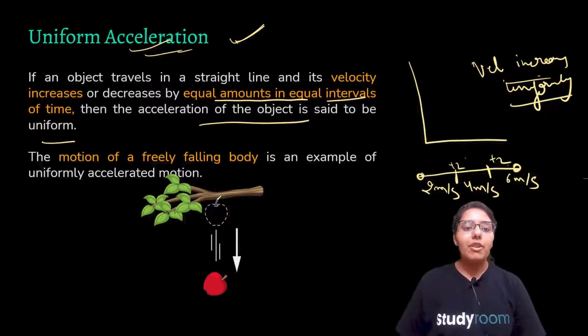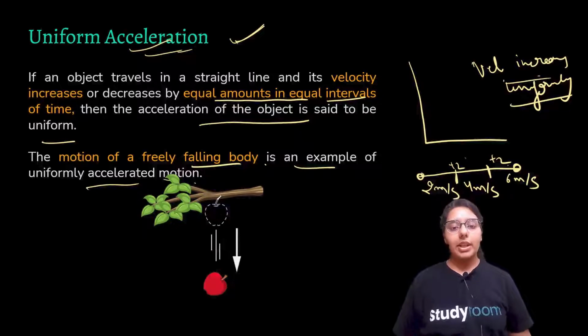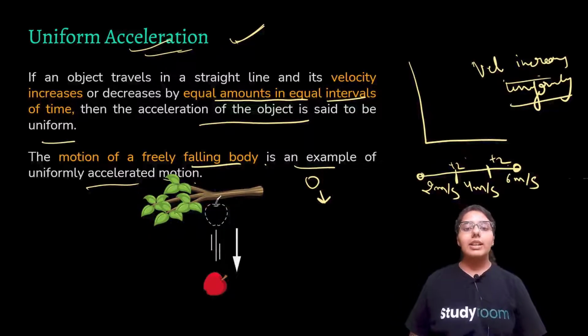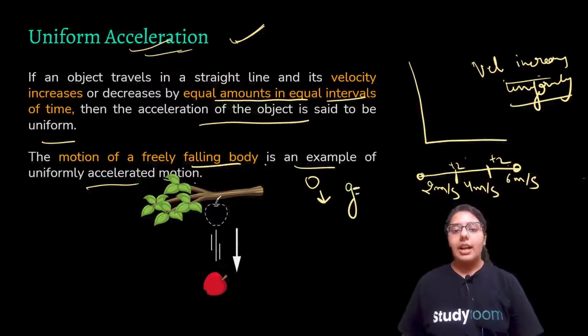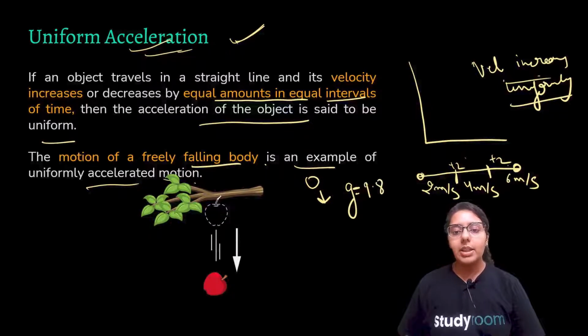The motion of a freely falling body is an example of uniformly accelerated motion. When we talk about a freely falling body, for example, a ball is dropped, there is one force acting on it, that is the force of gravity. G, and what is it? It is acceleration due to gravity, that is 9.8 meter per second square.